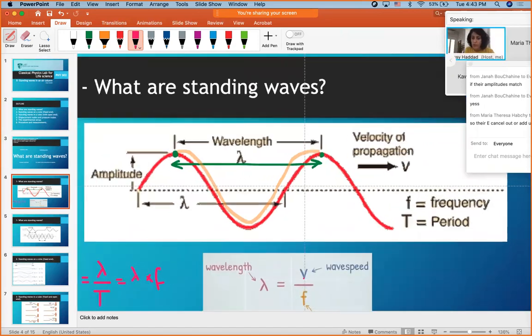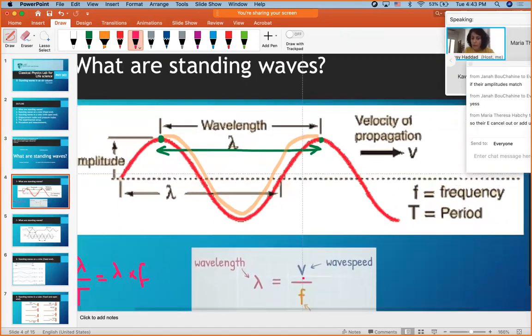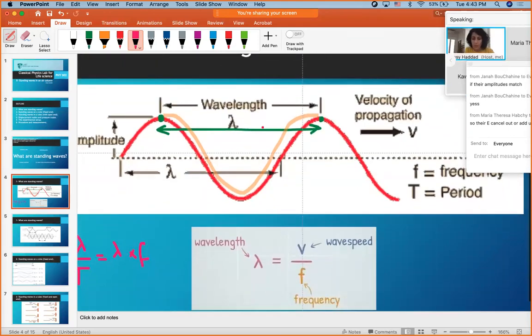Now talking a bit about units. You tell me, what is the unit of the speed? Unit of the wave speed, SI units.